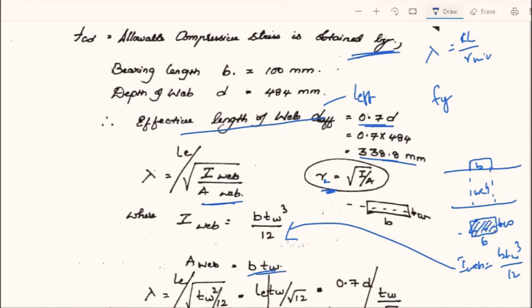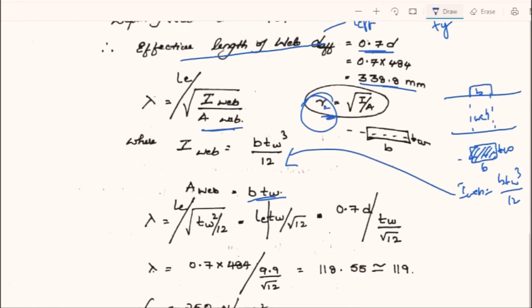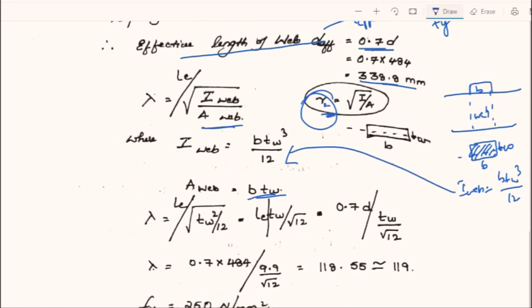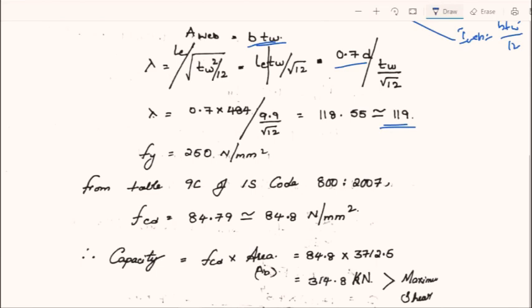So root over I web by area of the web, cross sectional area of the web, is equals to radius of gyration, and you find that value, and of course you can directly substitute those values in here. LE 0.7 D, and you get lambda equals to 119 and Fy is equals to 250. So based on these two values, find out what is the value of FCD from 9C of IS code. Let me show you that.